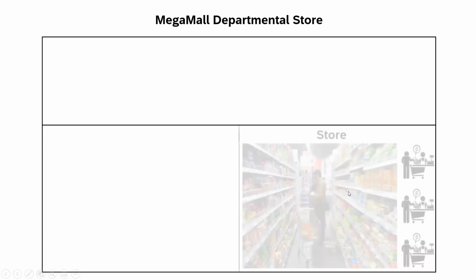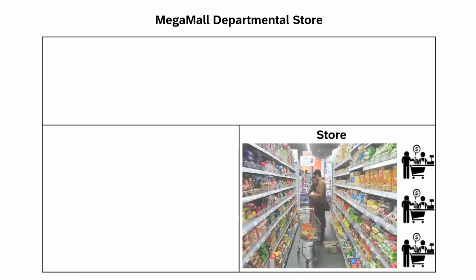Now, what is the structure which you see here? This is actually the building of the Mega Mall departmental store. They have a one-floor building, a building with a ground plus one structure. On the ground floor, in half part of the premises, they have their store, their departmental store.